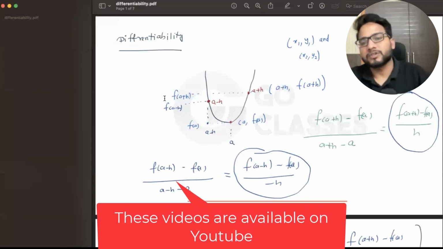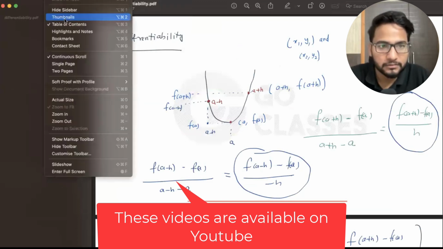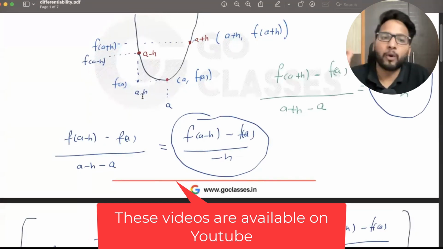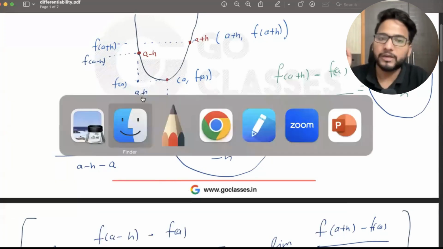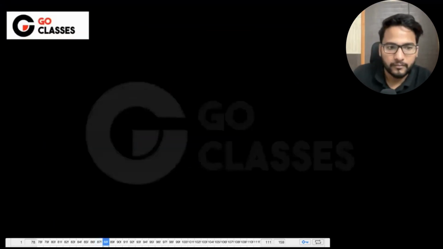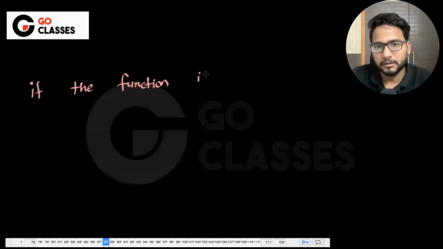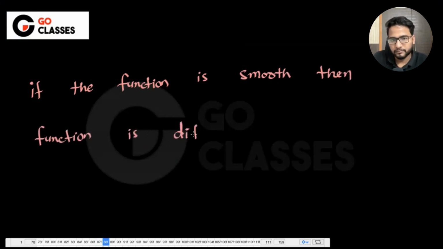Suppose we have any function, and we want to define what I mean by calling that function differentiable or not. We will say that if the function is smooth, then the function is differentiable. In layman terms, you can say that if the function is smooth, then the function is differentiable.